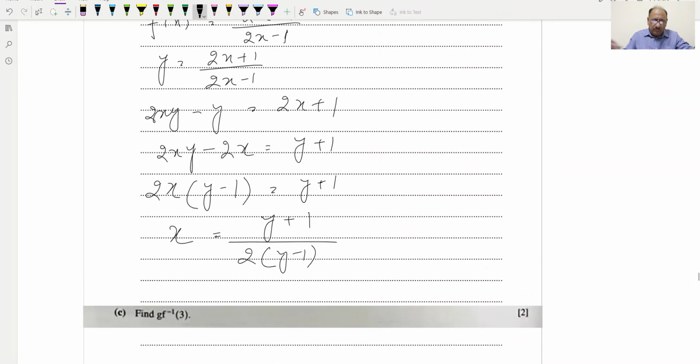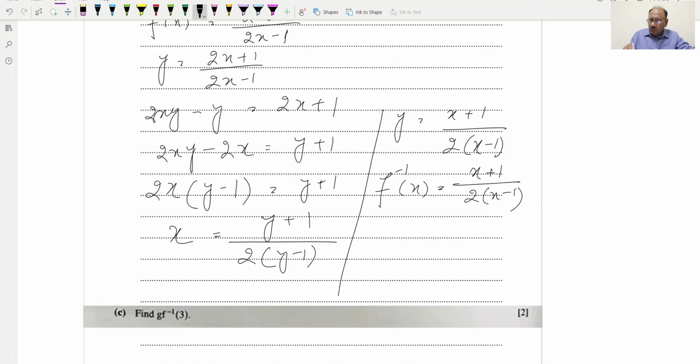Now we can swap x and y, and when we swap x and y, it will be y is equal to x plus 1 over 2 into x minus 1, and this y is basically our inverse. So f inverse of x is equal to x plus 1 over 2 into x minus 1, or you can write 2x minus 2, and this is our final answer.